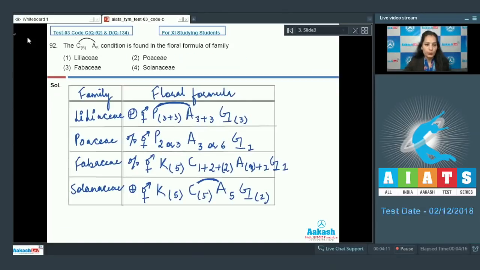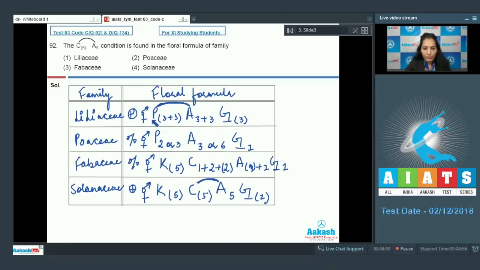Question number 92. The epipetalous condition or C to A joint condition is found in the floral formula of family. First option Liliaceae, second Poaceae, third Fabaceae and fourth Solanaceae. You have to find out that this condition called the epipetalous condition is found in which floral formula. So here you can see these are the 4 families which are given in your options, and these are their respective floral formulas. So first is Liliaceae.